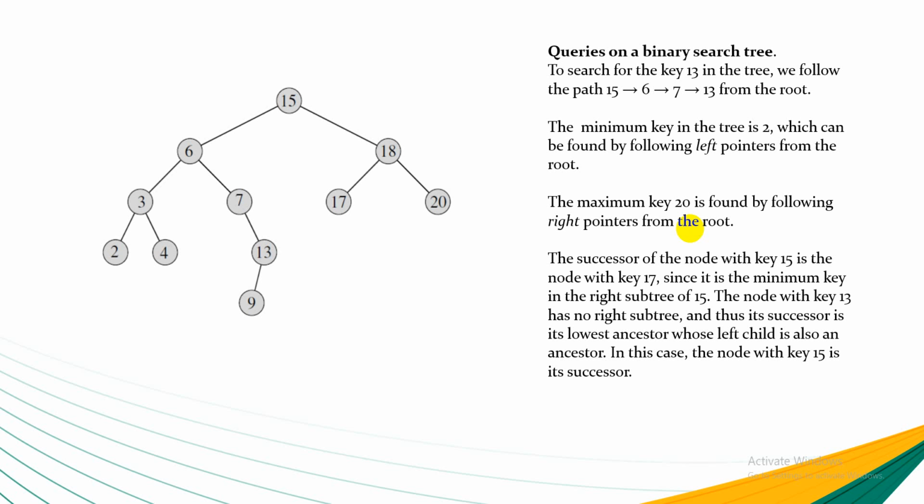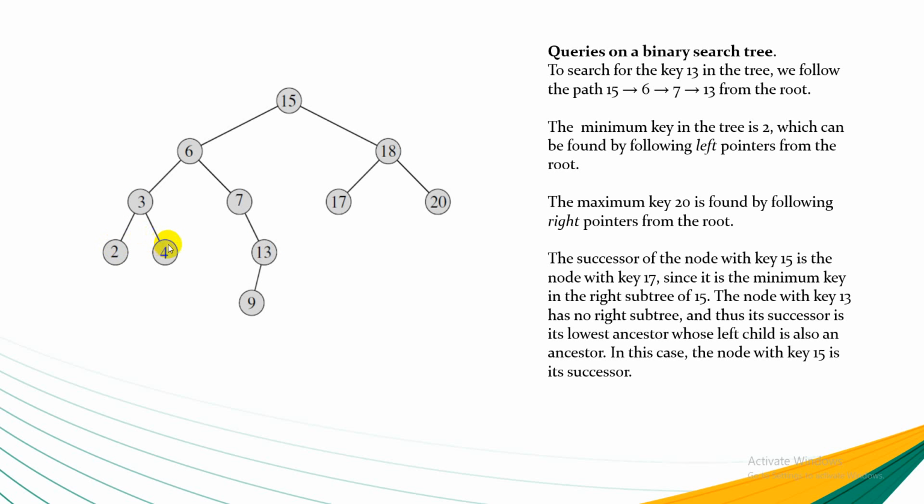In other words, it's the first parent that I am at the left of. Because if I am at the left of this parent, this means that this parent has a value greater than my value. So 9, for example, is at the left of 13, which means that 13 is greater than 9, and 13 will then be the successor of 9. Similarly, 2 is at the left of 3, which means that 3 is greater than 2, which means that 3 is the successor of 2.